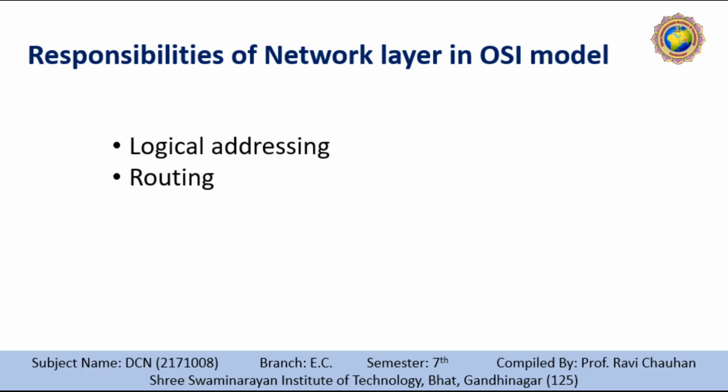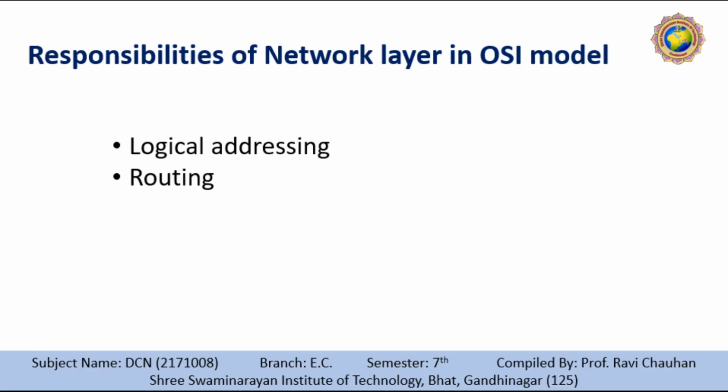Second is routing. When independent networks of links are connected to create an internetwork, or network of networks, or a large network, the connecting devices called routers or switches route or switch the packets to their destination. One of the functions of the network layer is to provide this mechanism.